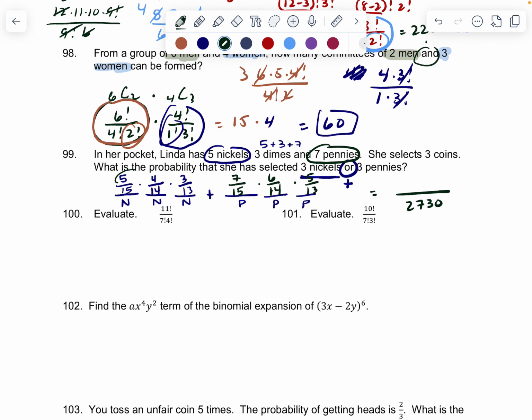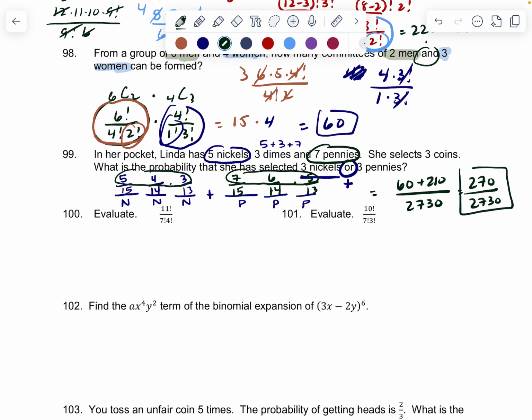And then here, 5 times 4 is 20. 20 times 3 is 60. Plus here, you're going to have, let's see, that's 30 times 7. That's 210. So this is 270 out of 2,730. Okay, and you guys, that looks like it actually reduces.